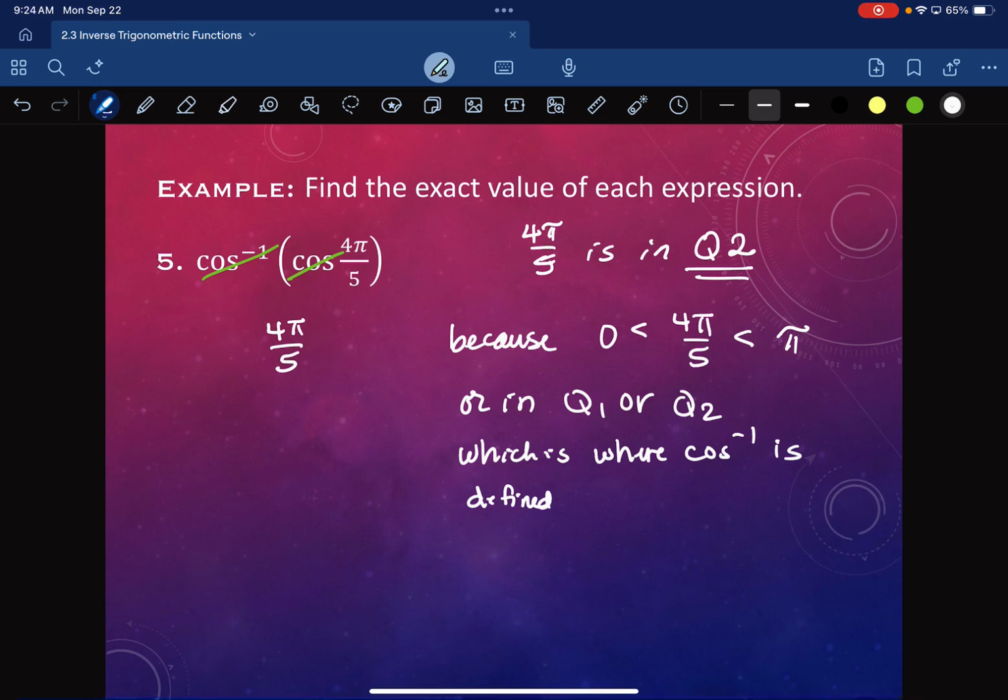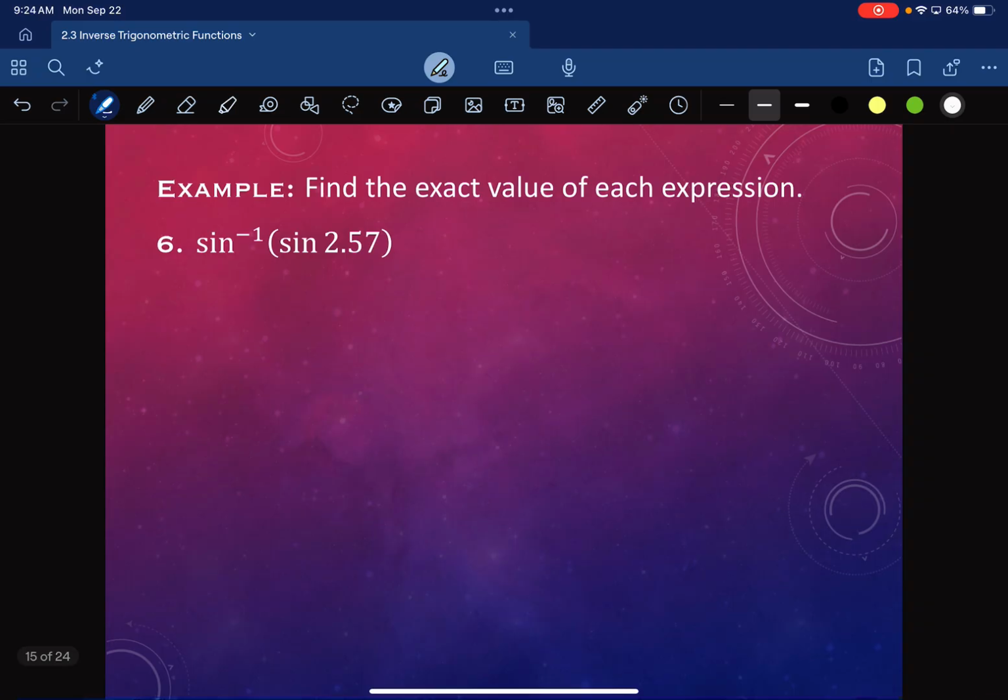Now, we're not always in the right quadrant to start with. So now we have to figure out what we do when we're not in the right quadrant to start with, because that's what's going to happen on my next one. So let's take a look at the next one. The next one says I've got the sine of 2.57.